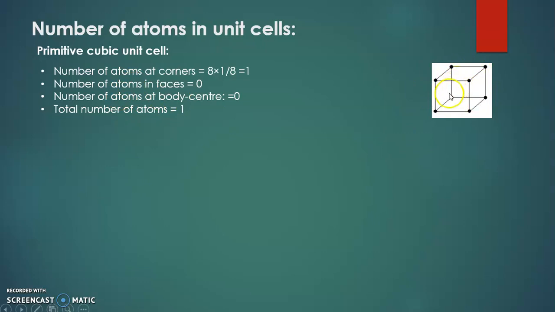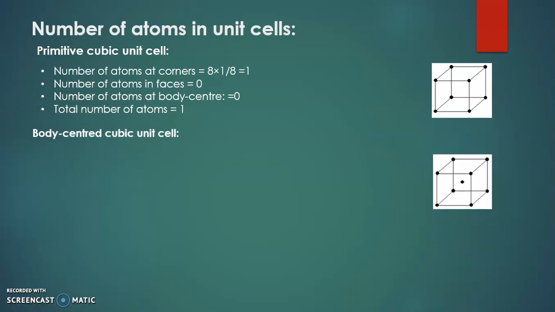There are no particles in the face of the cube. There are no particles at the body center. So, number of atoms in faces and number of atoms at body center is 0 and 0. So, the total number of atoms is 1, which is from the corner of the cubic cell. The next type of cubic unit cell is body-centered cubic unit cell.